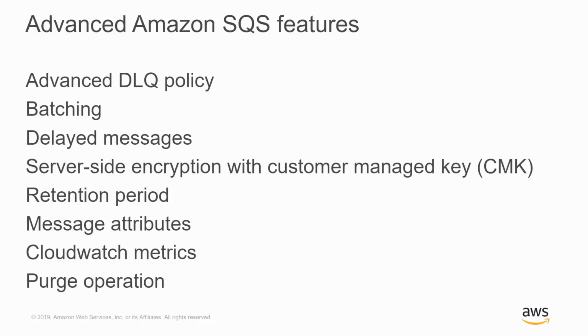All right, so let's look at all the other SQS features that you get by kind of for free combining it with Lambda. We talked about the DLQ policy, we talked about batching. SQS also supports delayed messages, and it's a very cool feature where when sending a message to the SQS queue, you can ask SQS to delay the message up to 15 minutes for processing.